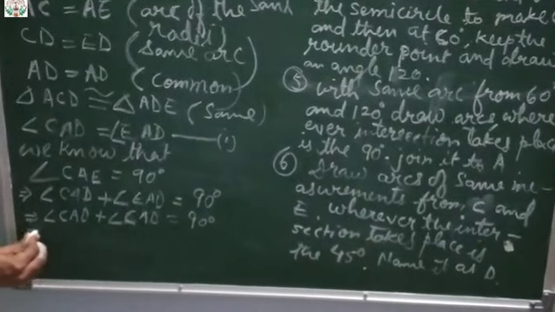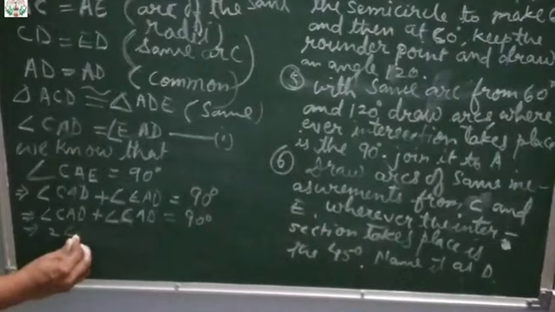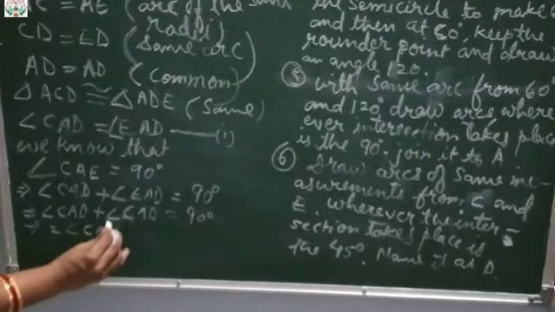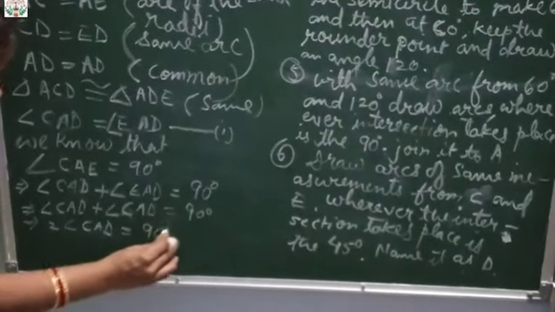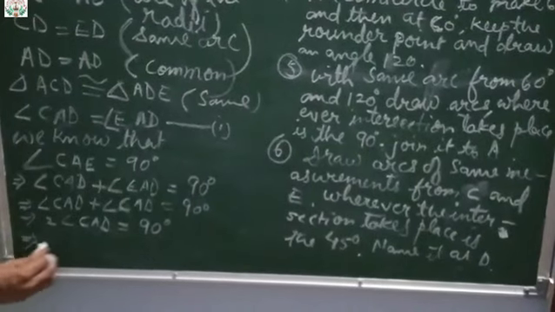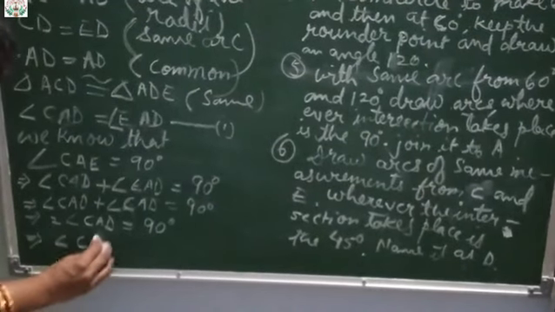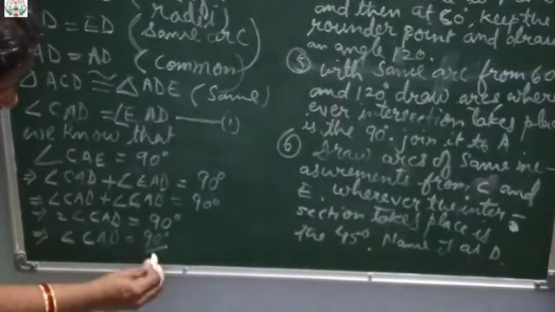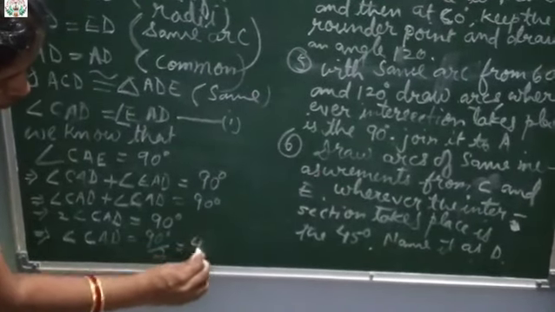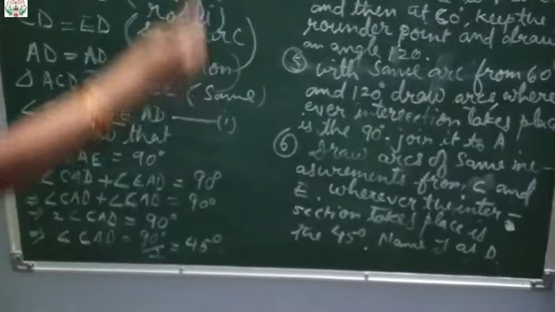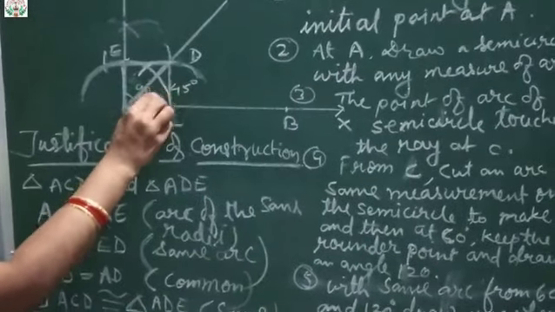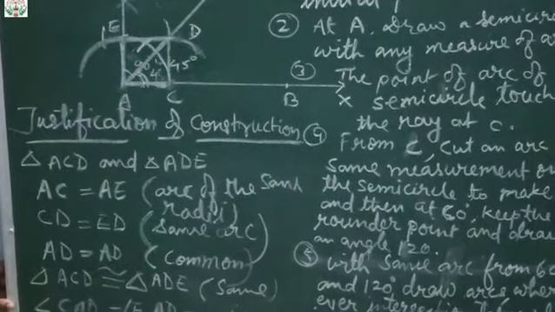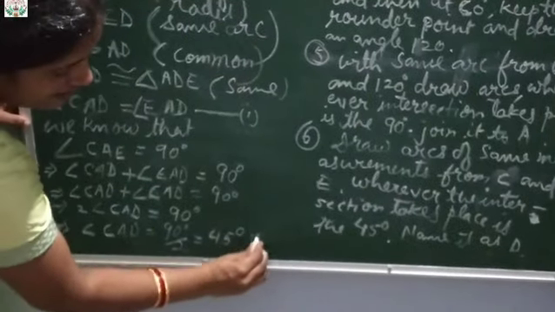So 2 times angle CAD equals 90 degrees. So one time will be angle CAD equals 90 degrees upon 2, which is equal to 45 degrees. So now proved. This is 45 degrees, proved. So justified. This is the answer.